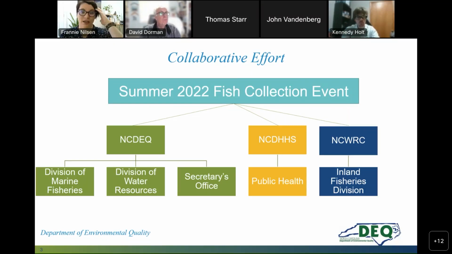This project is a huge collaborative effort, and it is certainly not any one person or department that is at the helm here. We're all working together. And so DEQ has the Division of Marine Fisheries and Water Resources very heavily involved in this project, as well as me in the Secretary's office. DHHS, their public health department, and Kennedy has been spearheading the DHHS component of this particular project. And then also the North Carolina Wildlife Resources Commission has been a huge help. And specifically Kyle Rachels in the Inland Fisheries Division has been really an amazing collaborator and helped us collect a great number of fish very quickly.